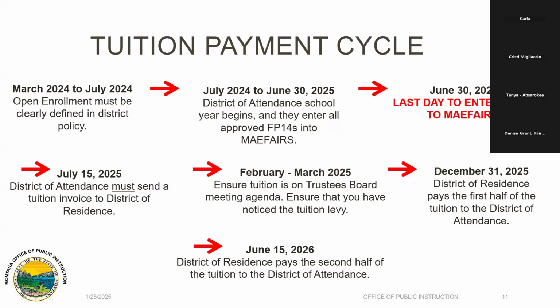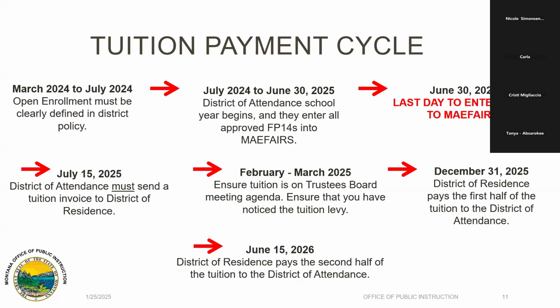Here's our tuition payment cycle, and I know this can be confusing, so I used this year's dates to give you an outline of this. Last year, most of you started your open enrollment process, and I just put March to July. I think a lot of people start in January and February planning for this. So March of 2024 through July 2024, you open up your district for open enrollment.